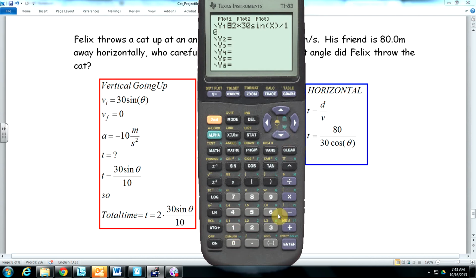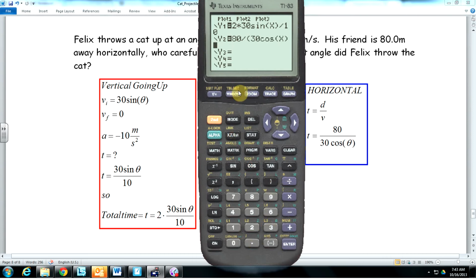Okay, and on the next one, I'm going to have 80 divided by, and I've got to be careful here, I'm going to use parentheses because 30 cosine theta, all that needs to be in the denominator. So I'll put a parenthesis to make sure that's the case. And so I've got 30 cosine x. And those are my two.